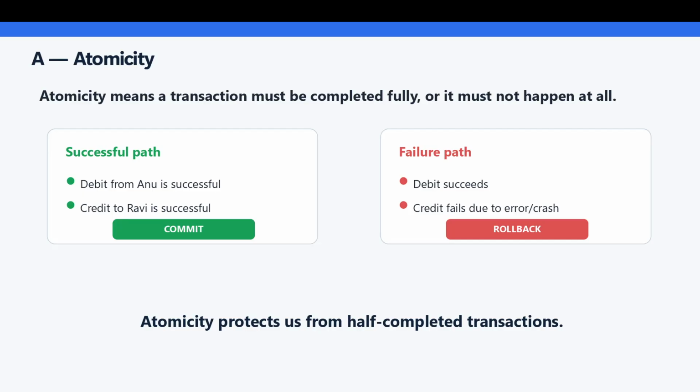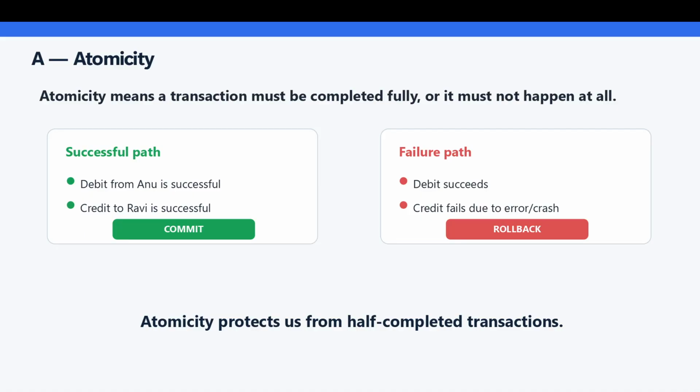There are two important operations. The first operation is deducting 5,000 rupees from Anu's account. The second operation is crediting 5,000 rupees to Ravi's account. So now, if both operations are completed successfully, the database can commit the transaction. The term commit means that the changes are accepted and permanently saved.